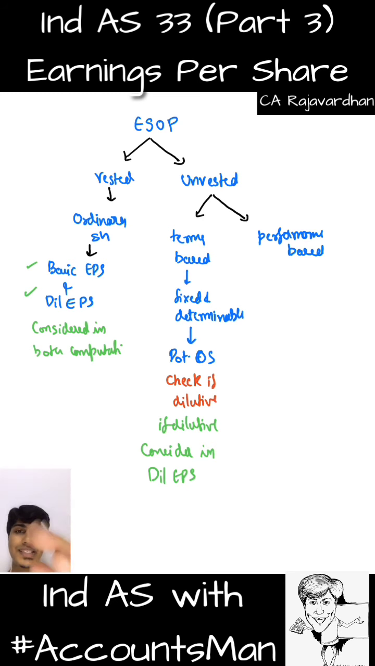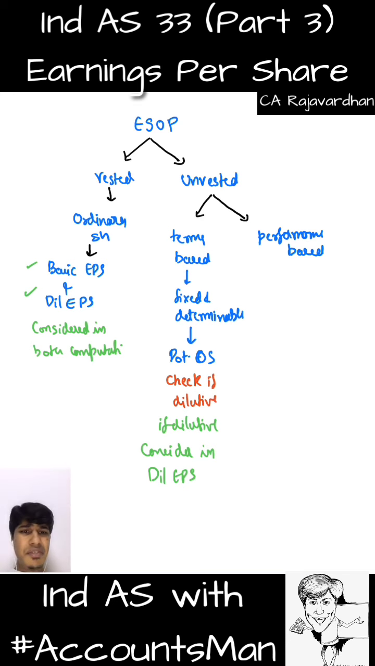ESOP, two options. Number one, vested, unvested. If it is vested, it is ordinary shares taken into consideration in both basic as well as diluted EPS. If it is unvested, then we need to check if it is terms based or performance based. Once it is terms based, there should be fixed and determinable terms, and if the terms are fixed and determinable, then it is potential equity shares or potential ordinary shares. When it is potential ordinary shares, we should check if it is dilutive. The moment we know that it is dilutive, it will be considered in the computation of diluted EPS.